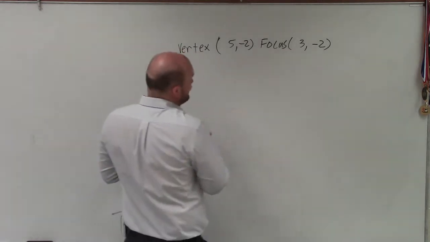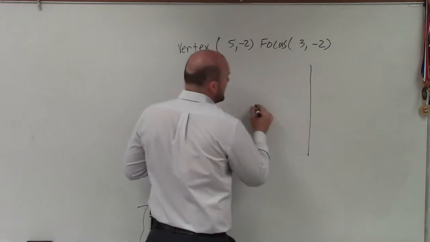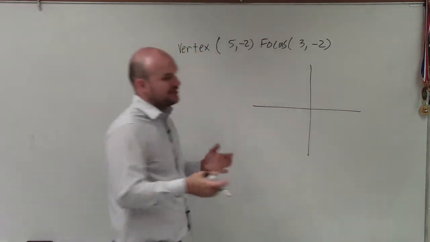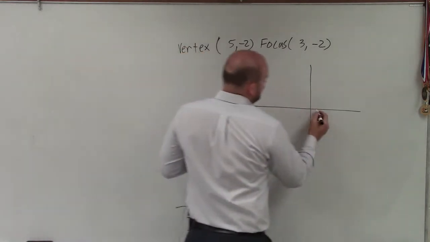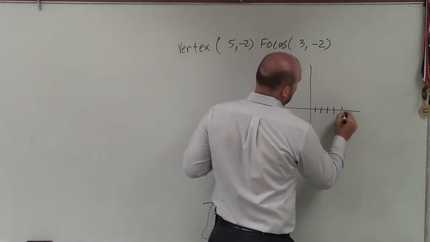So let's go and plot this information so we can identify that. Now remember, the axis of symmetry goes through the vertex and the focus. So our vertex is at 5, -2: 1, 2, 3, 4, 5, and -2.